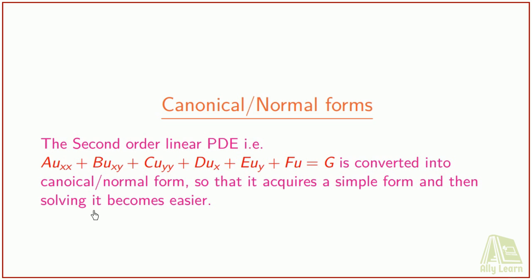Now friends, before we proceed towards converting a second order linear PDE into its canonical form, let's recall that a second order linear PDE is classified into three forms. First is hyperbolic, second is parabolic, and third is elliptic. In today's lecture, we will study how to convert a hyperbolic second order linear PDE into its canonical form. Okay, so now let's proceed with it.